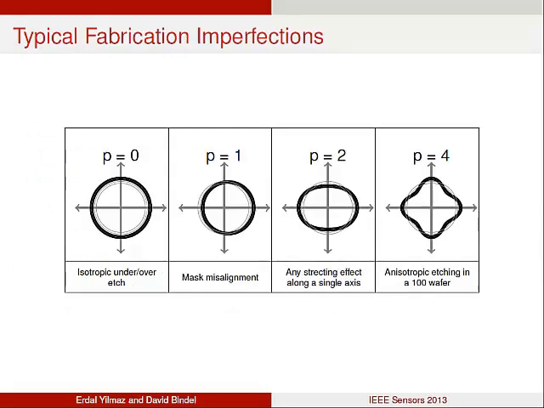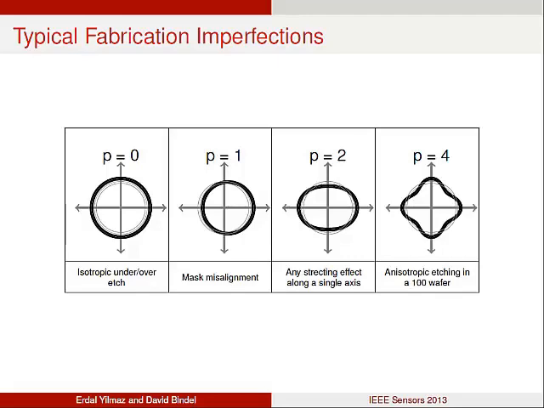So why do we care about these perturbations in the first place? If we know which type of perturbation affects our working vibration mode, then we can make design decisions based on our fabrication method. Here, in this table, I give a couple of examples of different fabrication imperfections in microprocessing. For example, if we have a mask misalignment, then we have a perturbation like p equals 1.